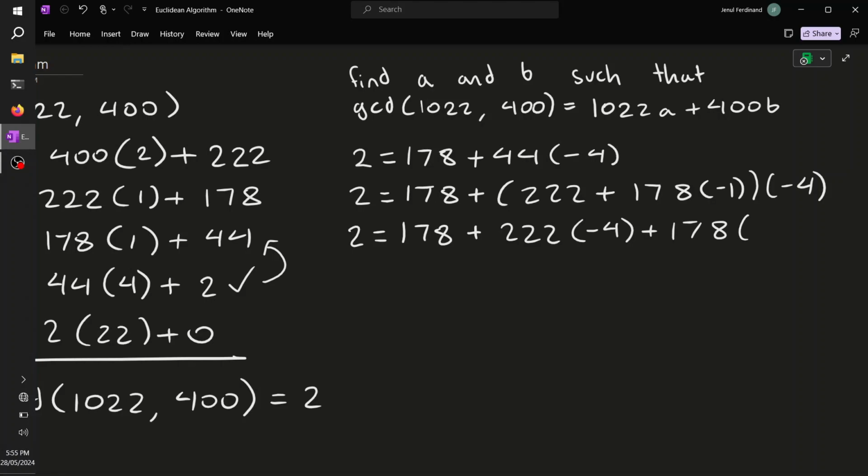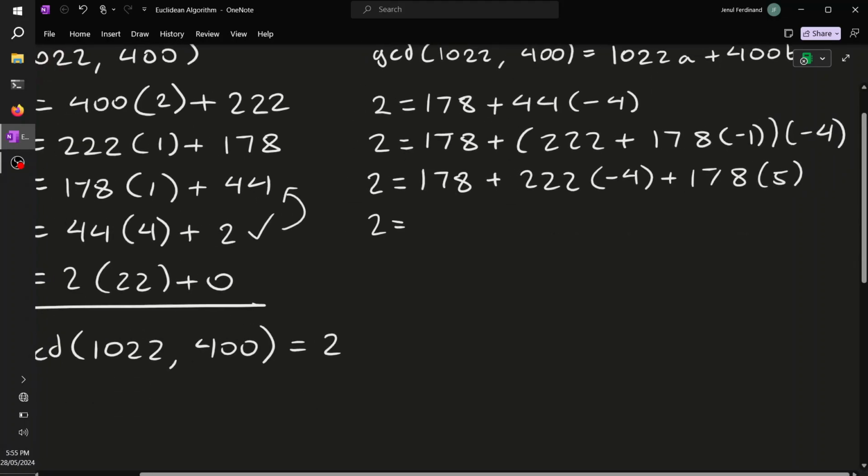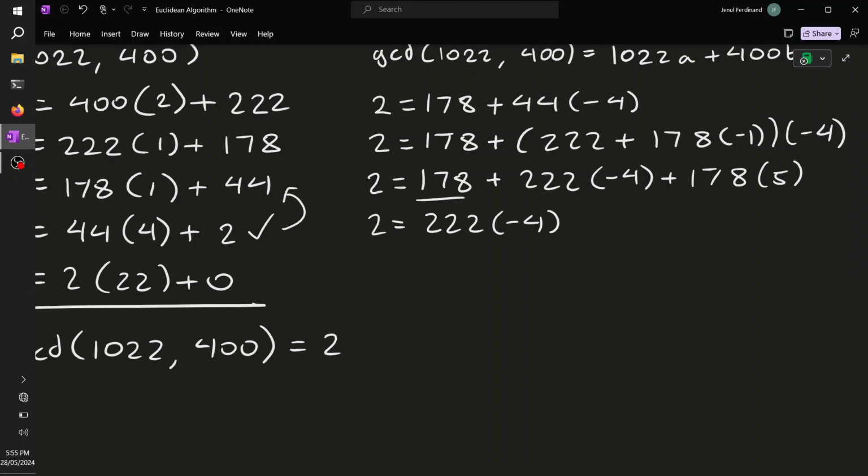So this is going to be 5. And we can combine the like terms here, this 178 and this one. So this is not meant to be 5 yet. This is meant to be positive 4. So combine these terms, 178. That becomes a 5 because of these two here. Now this line is done.